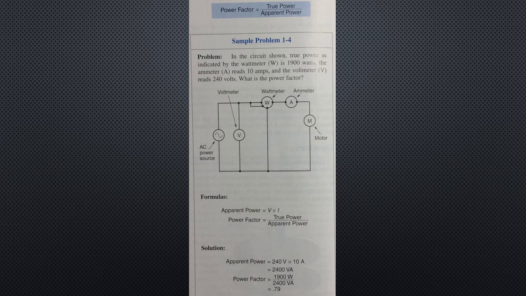A low power factor, as in our example, can be improved by certain corrective measures, such as changing various system components and installing capacitors.